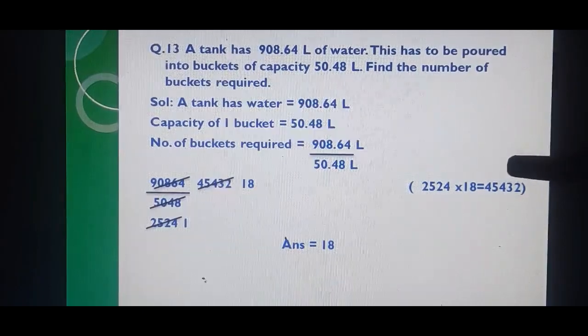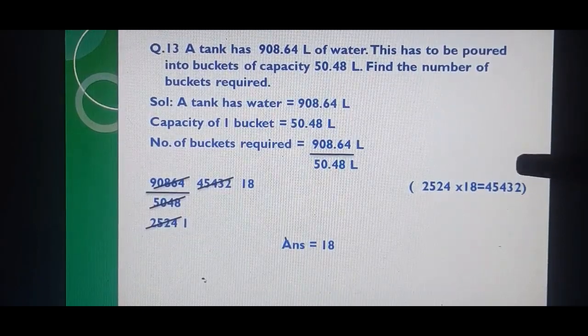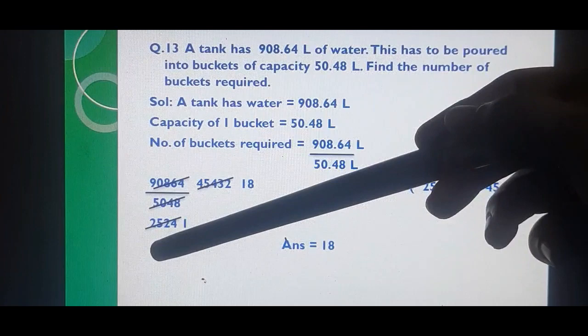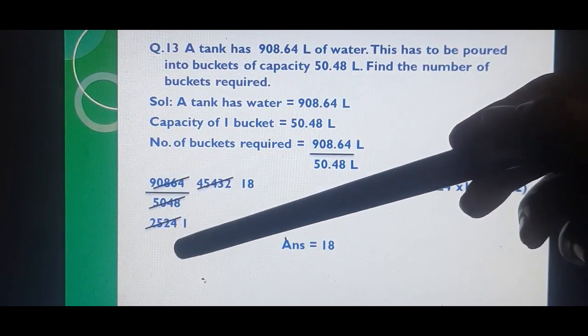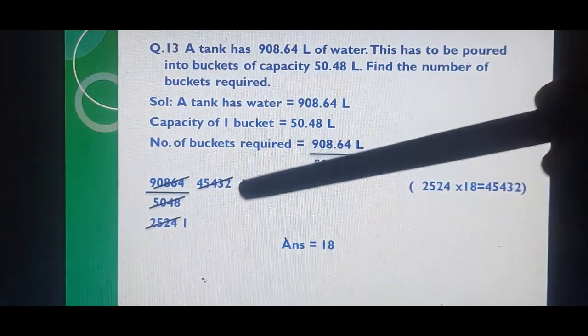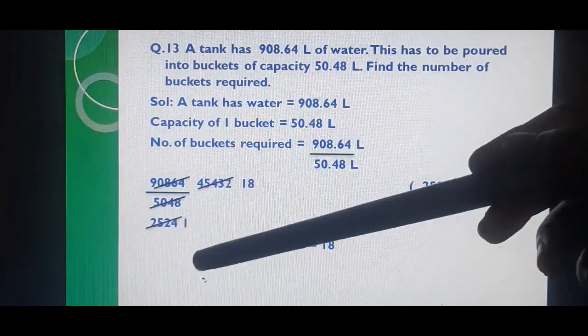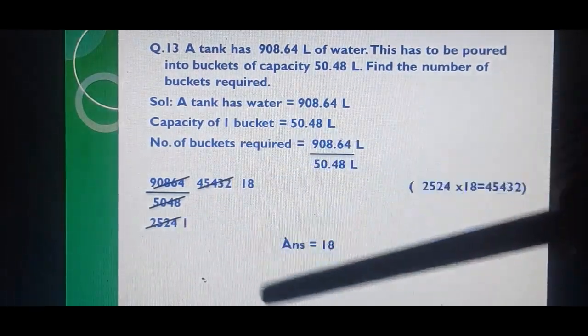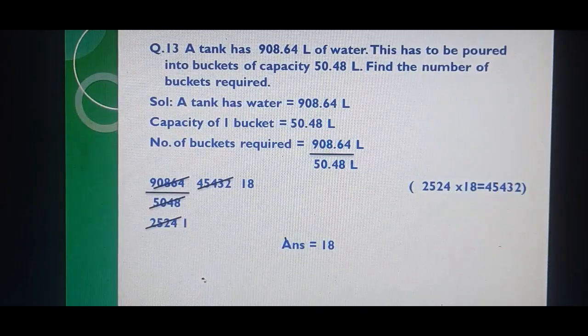Now 2524 multiplied by 18 will give you the answer 45,432. Roughly we have done this multiplication. So 2524 ones are and 2524 18s are. We will cut down. So 18 buckets are required.